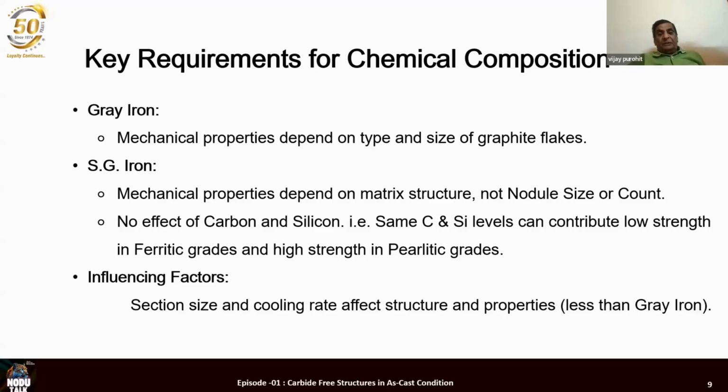In addition to this carbon, silicon, phosphorus, manganese, and sulfur, we also have some other alloying elements about which we will be speaking a little later. Okay, so let's go to the influencing factors. The most important factor in SGIN is the section size and the cooling rate. This decides the quality of SGIN apart from the microstructure.